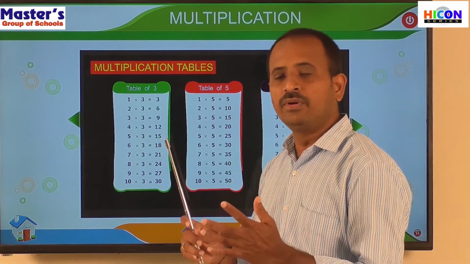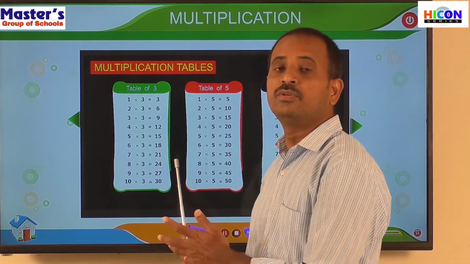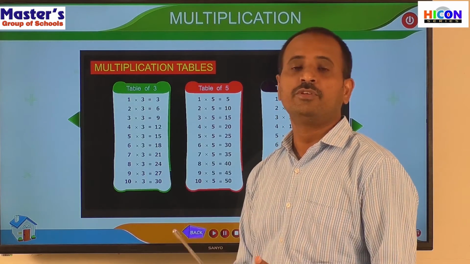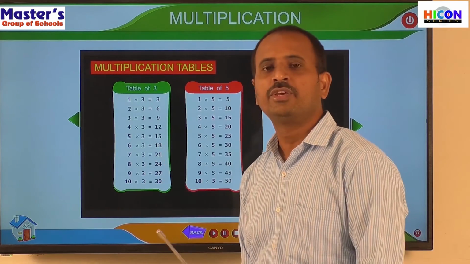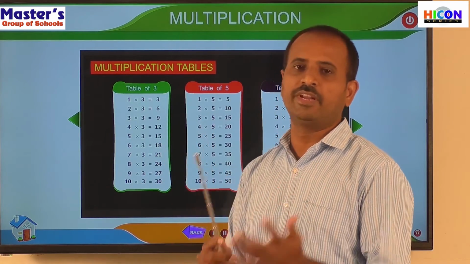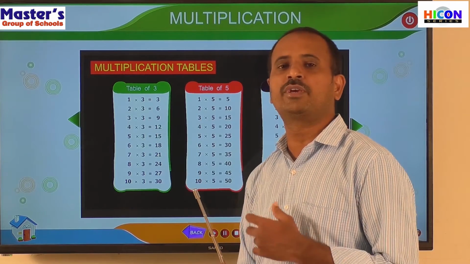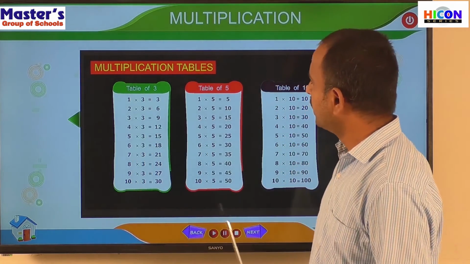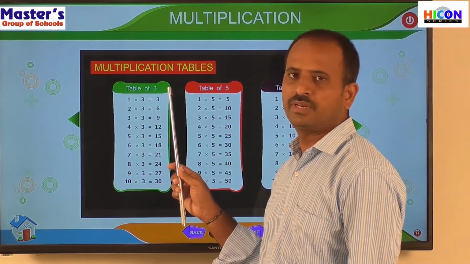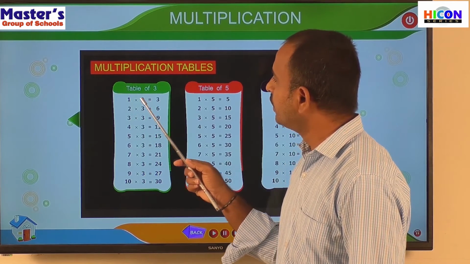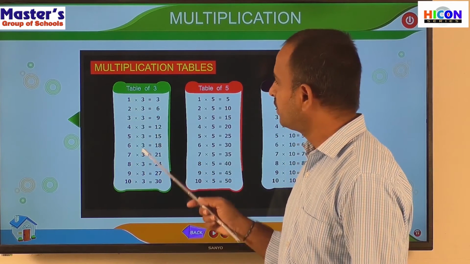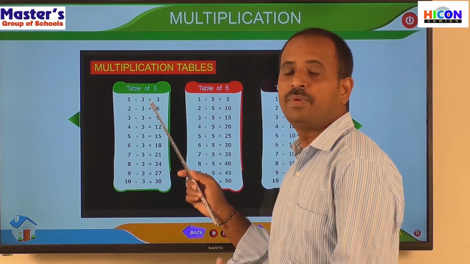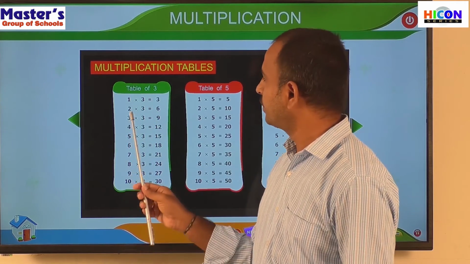You have to learn these tables to do the multiplications. Multiplication means the tables. If you know the tables thoroughly, you can do the multiplications very well. Multiplication will become easy if you learn these tables. So look at the first table, that is the table of 3. In this table, we will multiply these numbers by 3. So look at the table of 3.